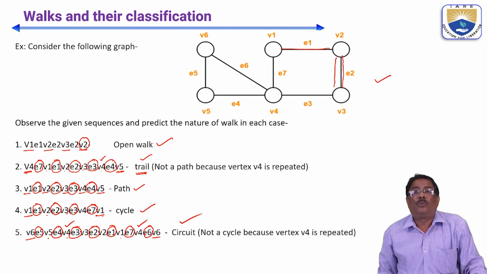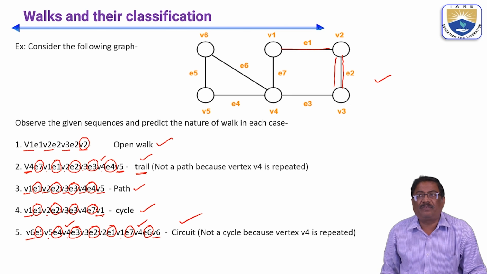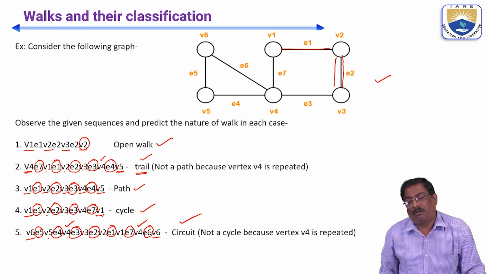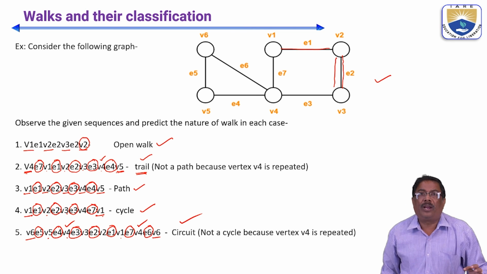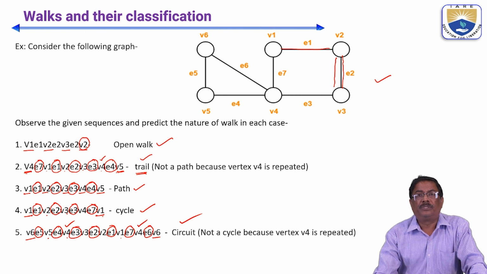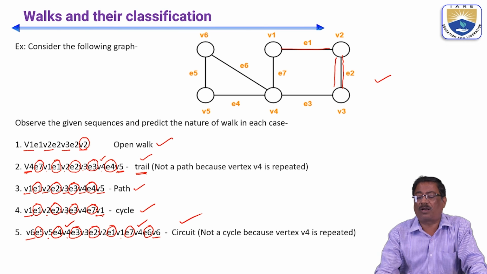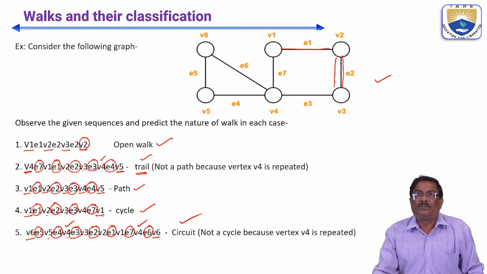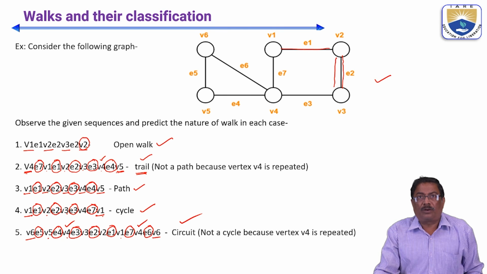So like this, we can classify whatever walk there may be. We classify the walks by taking one example, and we give a conclusion on what type of walk it is, whether an open walk, a closed walk, a cycle, or a circuit. So with this, I'm going to conclude this session.